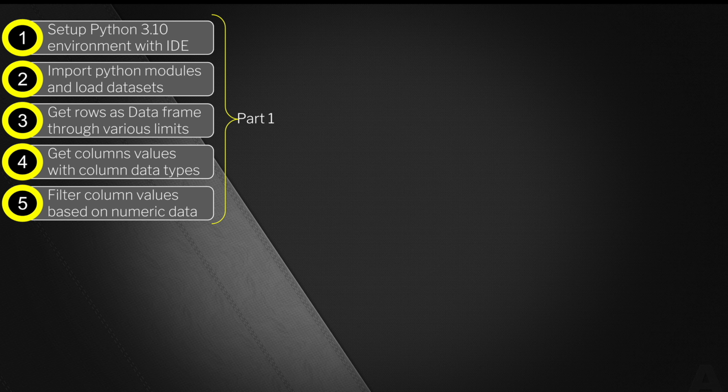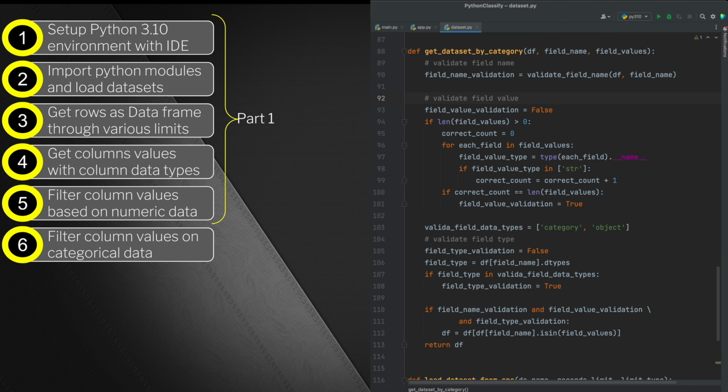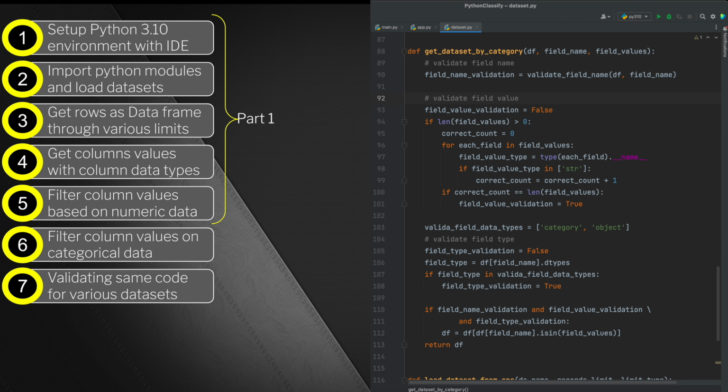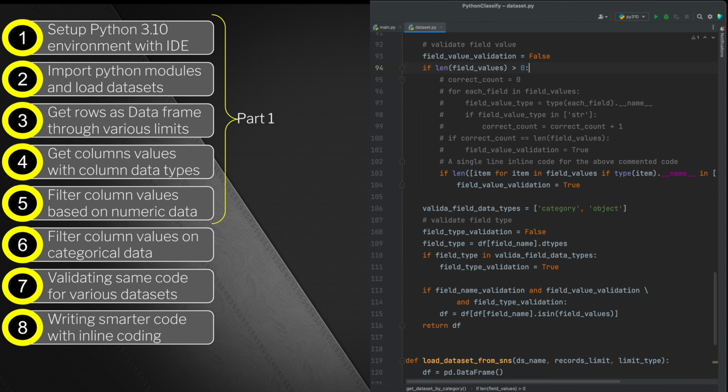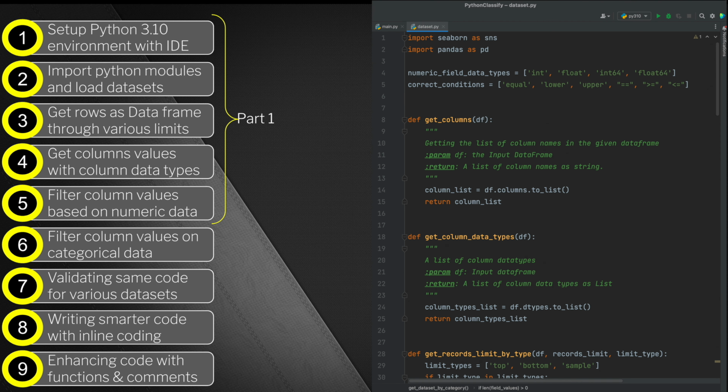We will continue the same code and add the filtering of column values based on categorical data in the next video. Now we are going to use this code which we have written so far and apply it on various data sets to make sure everything works. Some of the coding we are going to enhance by adding inline coding. You will see an example of that. And finally, enhancing the code by moving certain repeatable code into functions and adding comments for better understanding. And that is all going to be covered in part two of our video.